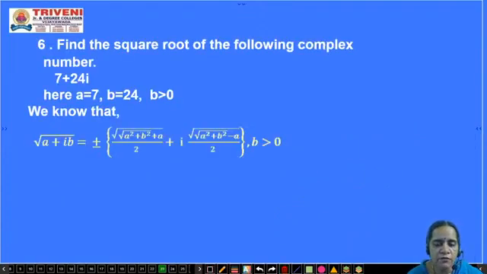Find the square root of a complex number. Already we know the formula for the square root of a complex number. Here a is equal to 7, b is equal to 24. Here what is the sign of b, positive or negative? Here positive. Therefore b is greater than 0. That we have to write: square root of a square plus b square, under the square root of a plus that by 2, plus i into square root of square root of a square plus b square minus a by 2. We have to see this one.